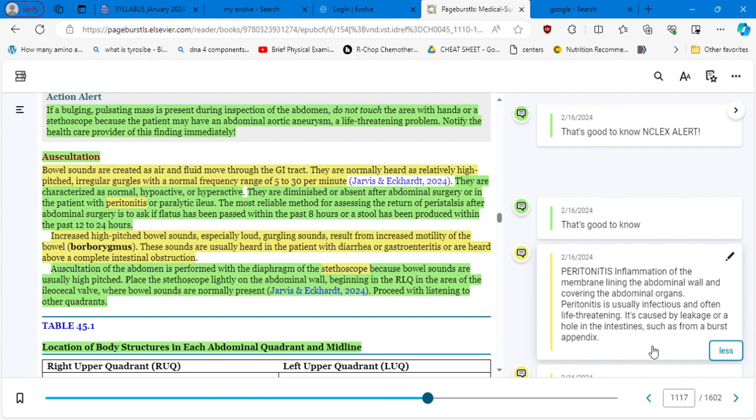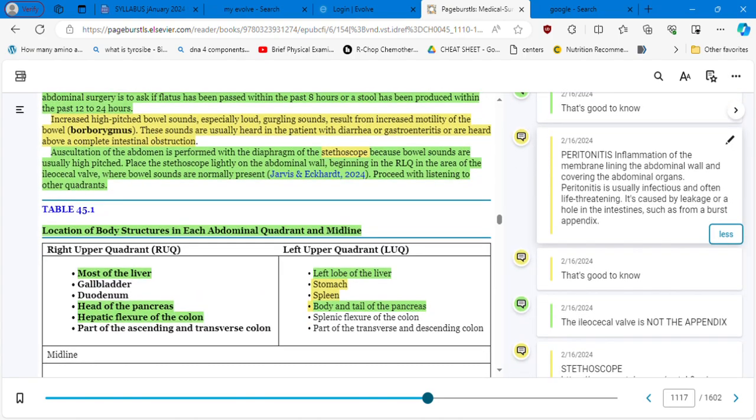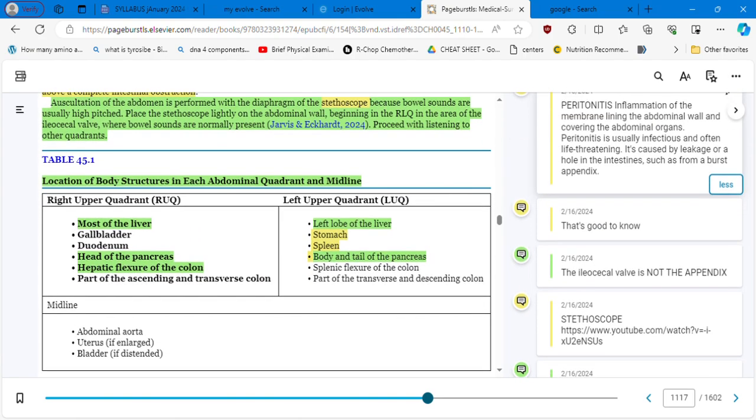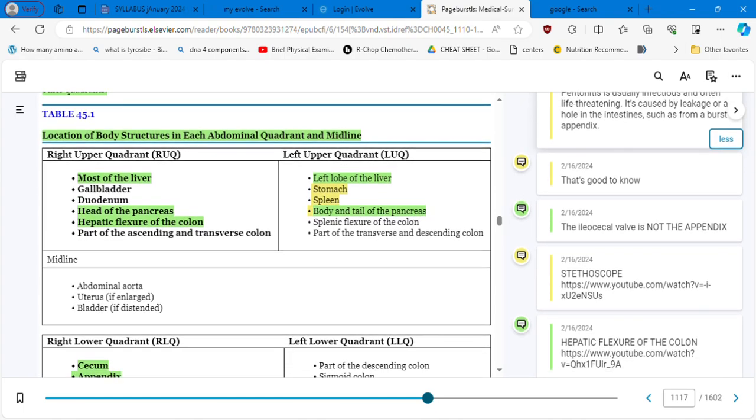Auscultation of the abdomen is performed with the diaphragm of the stethoscope because bowel sounds are usually high pitch. So you place the stethoscope lightly on the abdominal wall, beginning in the right lower quadrant in the area of the ileocecal valve, where bowel sounds are normally present, and proceed with listening to other quadrants. So you start in the right lower quadrant, right? And as I told you, the ileocecal valve is not the appendix.